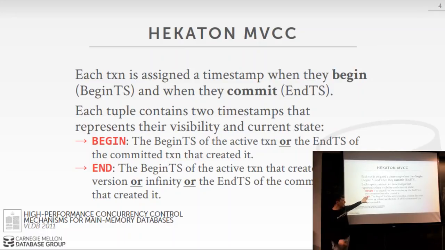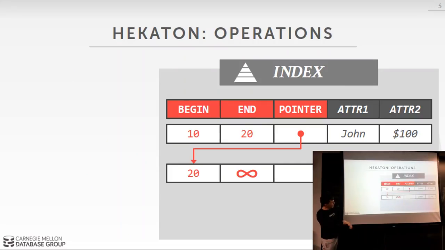And then the end timestamp is either the begin timestamp of the active transaction that created the next version, thereby invalidating this one, or infinity, meaning that transaction hasn't committed yet, or the end timestamp of the committed transaction, right? So the tuples themselves are going to have either the begin timestamp of transactions or the end timestamps. And we'll still be able to figure out, based on these timestamps, whether a tuple is visible to us or not. So let's look at an example, and hope this will be more clear.